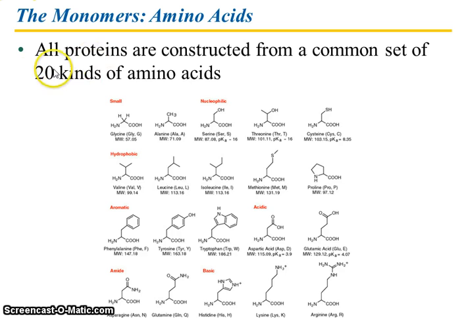So there are 20 different amino acids. And all of our proteins are made up of changing the order of these different amino acids. So you've got some that are hydrophobic, some that are acidic, basic, hydrophilic, and how they're put together is going to determine how the protein folds.